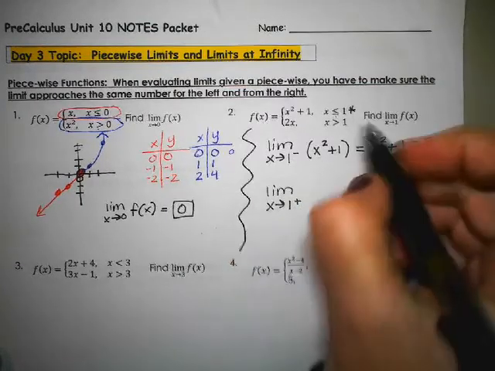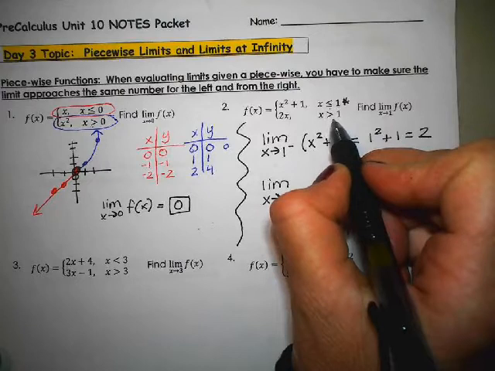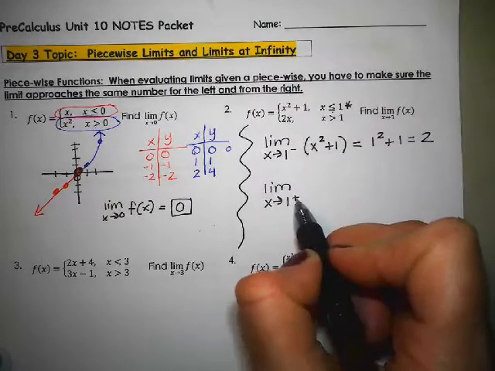Let's try the right-hand limit. So for the right, I'm going to be using this bottom function. It says use the bottom when x is greater than 1. That means coming from the right.